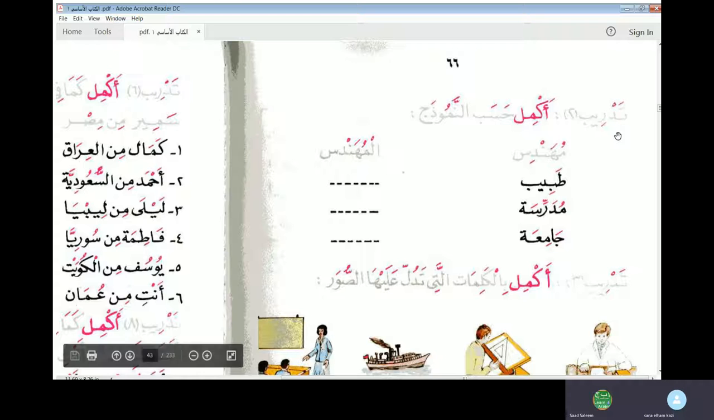Tadrib thani. Akmil hasab al-namuzaj. Complete according to the example. I'm forgetting what is namuzaj. Example. Okay. Hasab, complete according to the example. Muhandis, al-muhandis. Tabib, al-tabib. Mudarrisa. So muhandis, engineer, the engineer. Tabib, doctor, the doctor. Mudarrisa, the female teacher, al-mudarrisa, the female teacher. Jamia, university, al-jamia, the university.